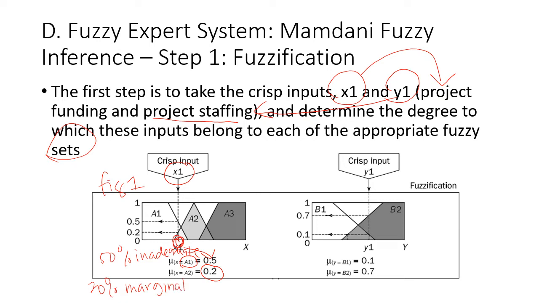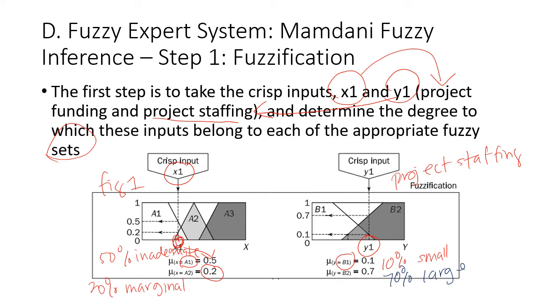Okay, now moving on to project staffing. So this is project staffing. The value of y1 falls here, and it is 10% belonging to B1, where B1 is small. So 10% small and 70% large. So this is talking about project staffing.